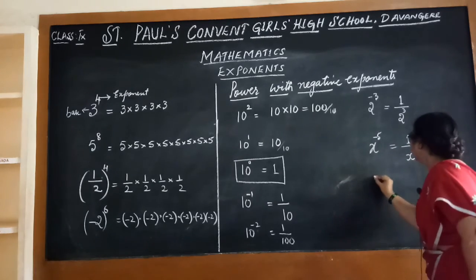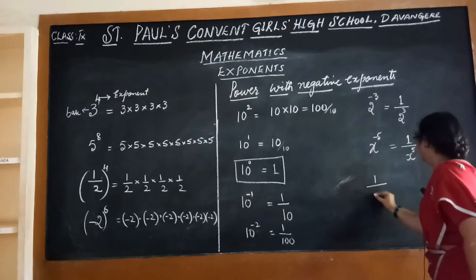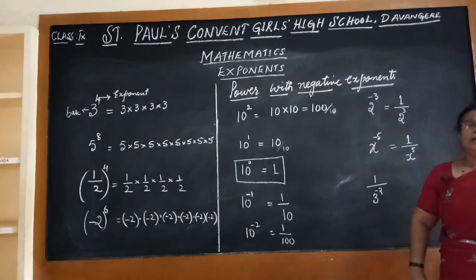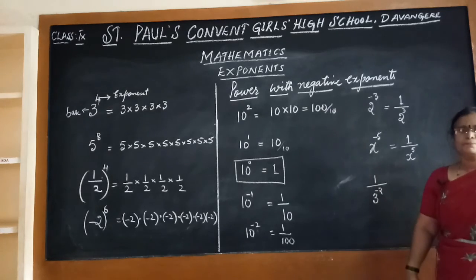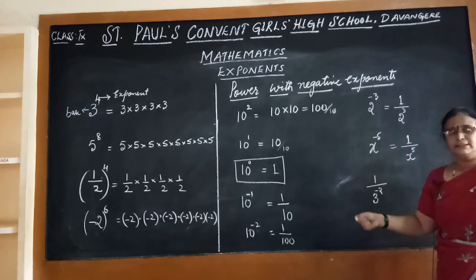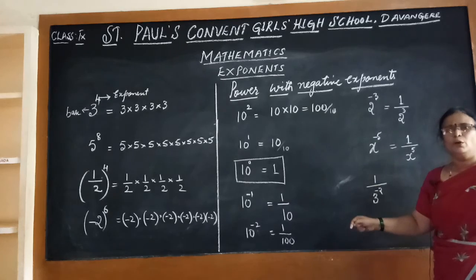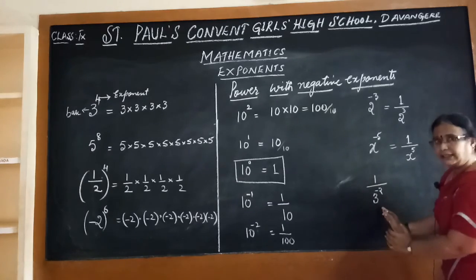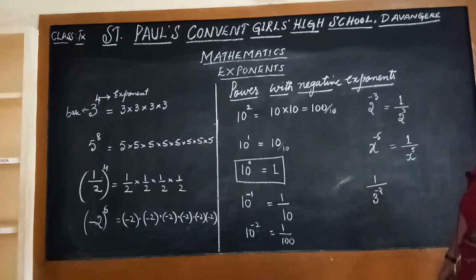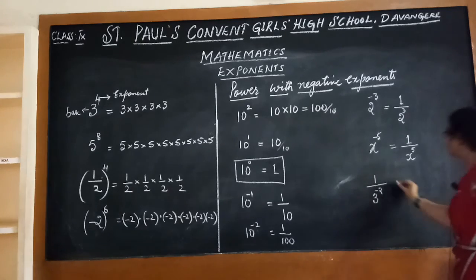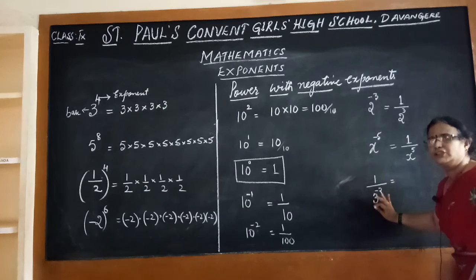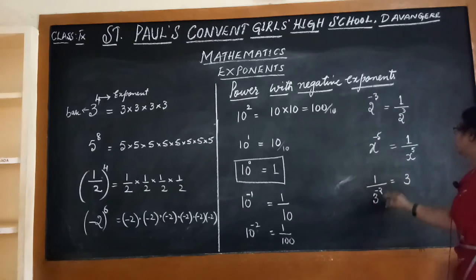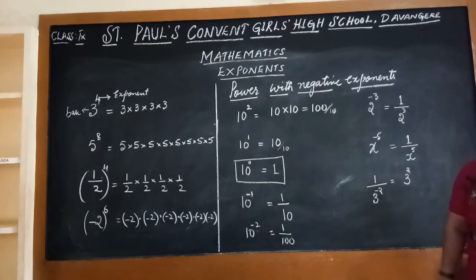Now here we have 1 by 3 to the power of minus 2. Look at this example. The index is in the denominator with negative sign. I should rewrite this negative exponent as positive. How to do that? It is in the denominator. Bring it to the numerator. 3 to the power of plus 2.